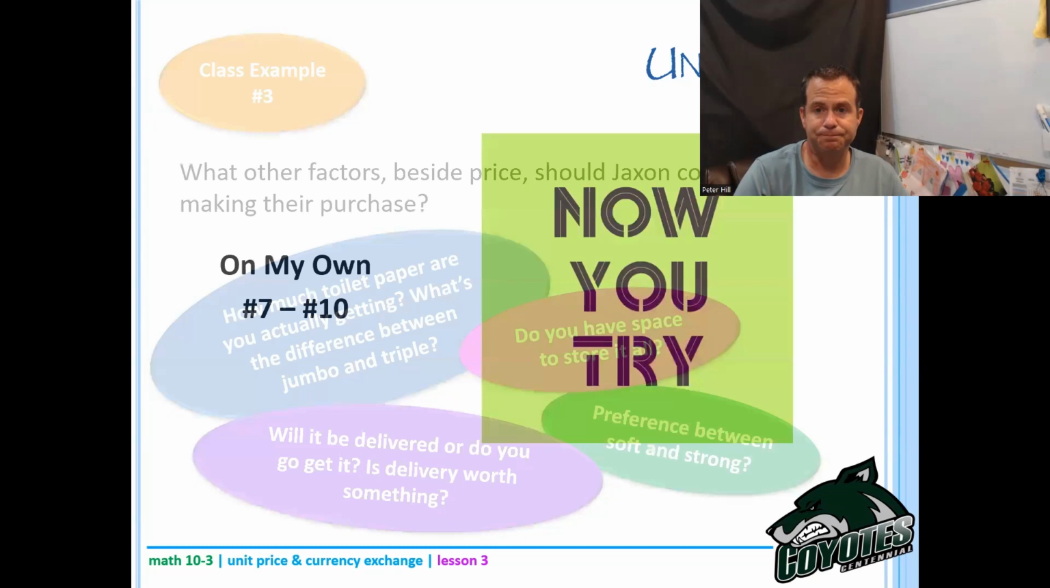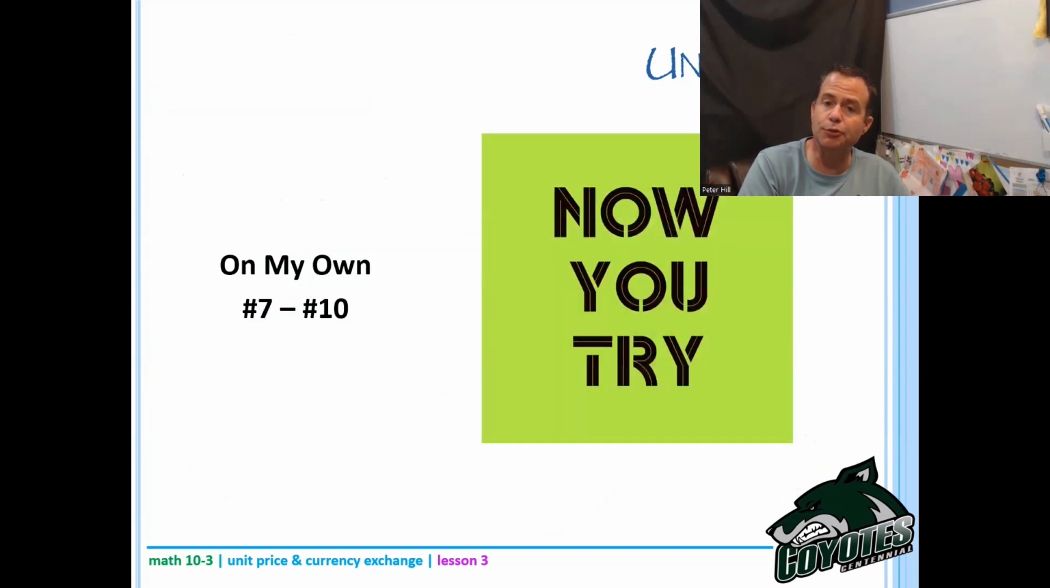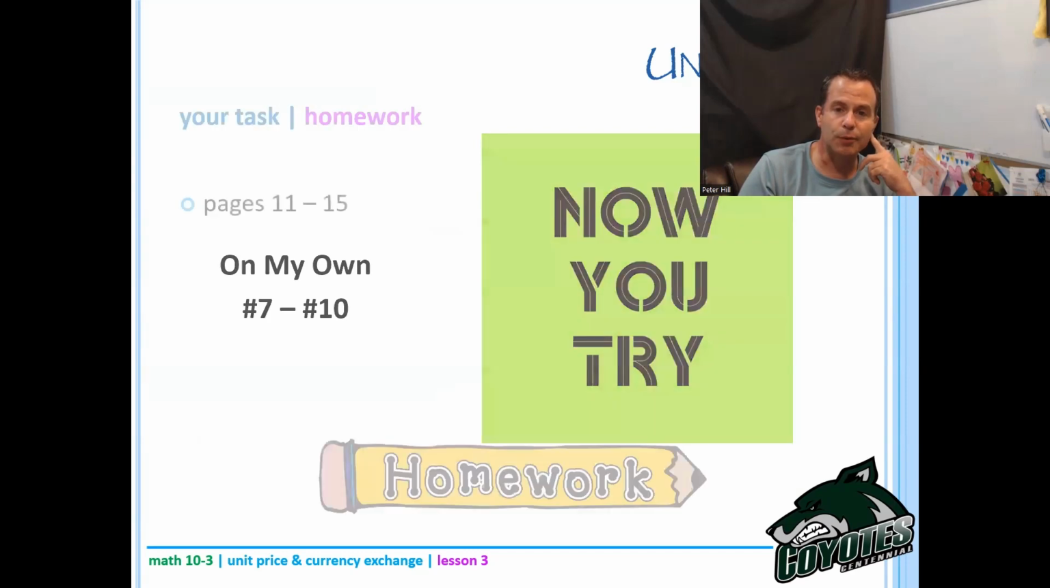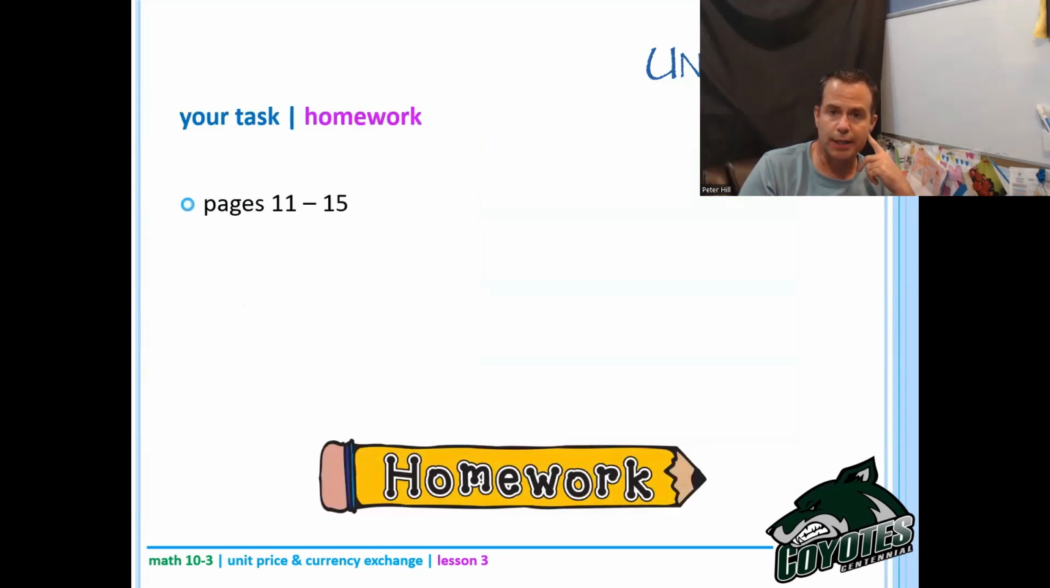So now you're going to try on your own questions 7 to 10. And you will also see that that brings us to the end of this journey for lesson 3 together. So check your answers in the back of the book, make sure you're comfy, okay? And that will set you up to finish the 3rd lesson. So by this time in your little unit book, we should have completed pages 11 to 15.